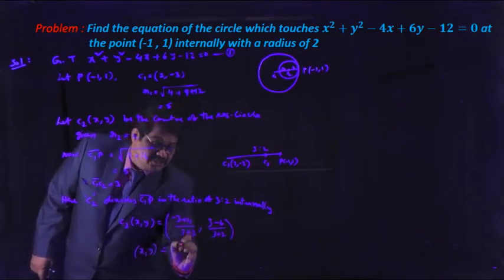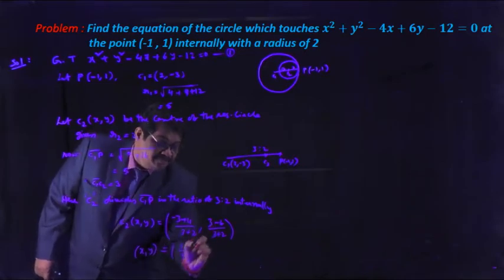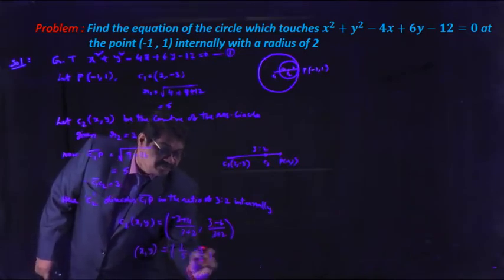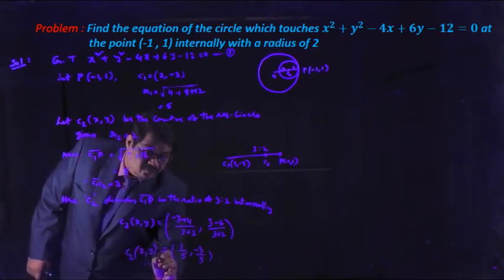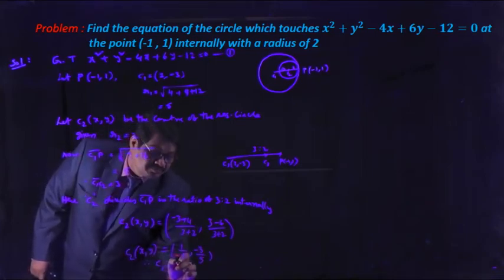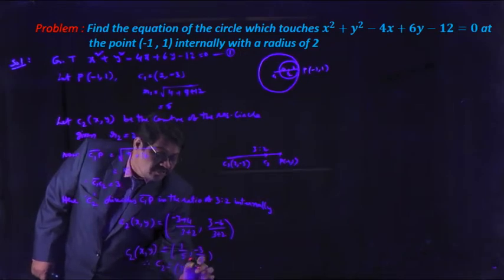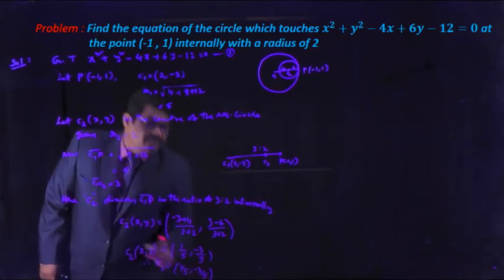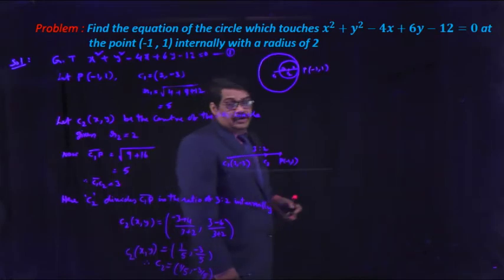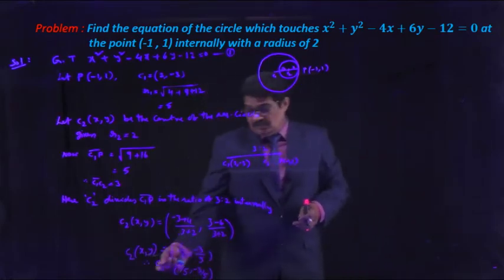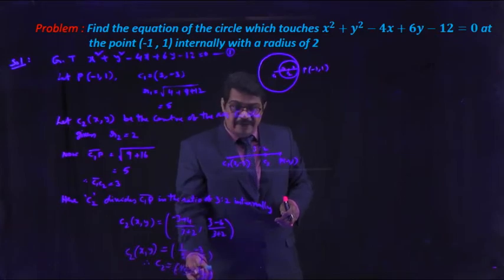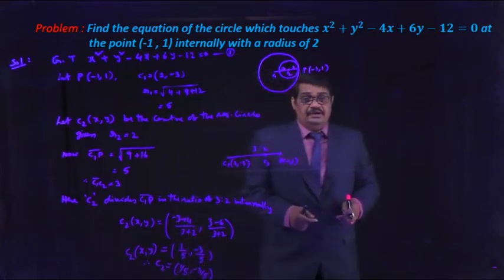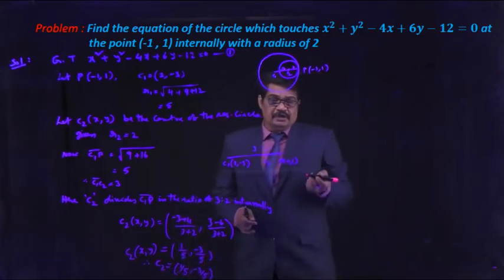4 minus 3, that is 1 by 5. Here minus 3 by 5. These are the coordinates of C2. Therefore, C2 coordinates are 1 by 5 comma minus 3 by 5. We are getting the coordinates of the center C2. That center C2 coordinates 1 by 5 comma minus 3 by 5. These are the coordinates of the center of the required circle.